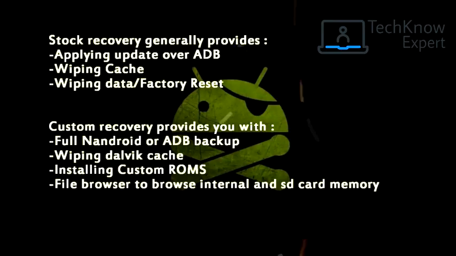A stock recovery generally provides applying updates over ADB, wiping cache, wiping data, or factory reset. A custom recovery provides you with full Nandroid or ADB backup, wiping Dalvik Cache, installing custom ROMs, and a file browser to browse internal and SD card memory.